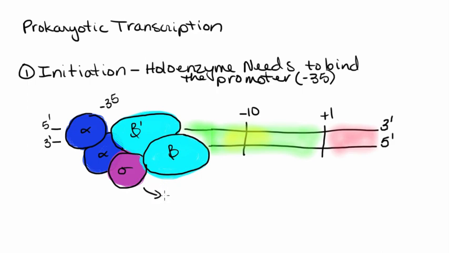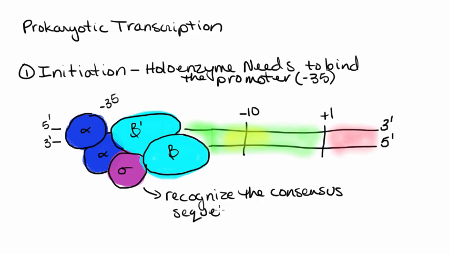But the role of this is very crucial because the sigma helps to recognize the consensus sequences. So if we didn't have the sigma enzyme, then we probably would not be binding in the proper place on the DNA. So it is important that it's there to get us started. However, once we do get assembled on the promoter, sigma is going to leave. And when it leaves, that will be the end of this first stage, which we're calling initiation.